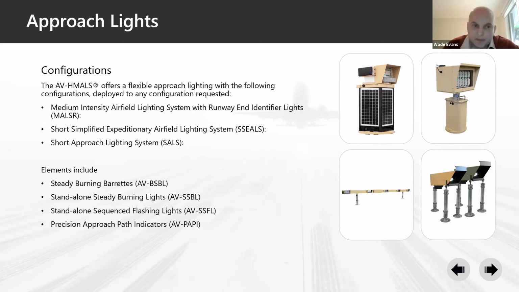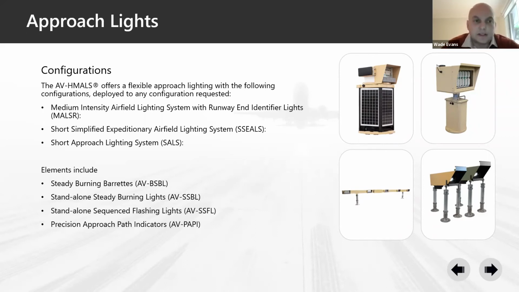Now, the elements that make up these standard configurations are displayed there on the right. The first of those is steady burning barrettes, which is in the bottom left-hand corner. They are unidirectional approach lights in a mechanical barrette configuration, designed to meet the requirements of unidirectional approach lighting. They're also portable. They fold up on the barrettes for portability and transport reasons, but ultimately fulfill that application within the approach lighting segment.